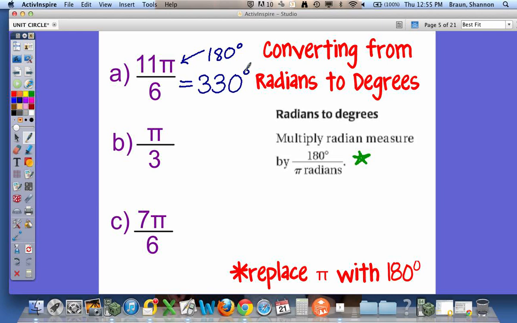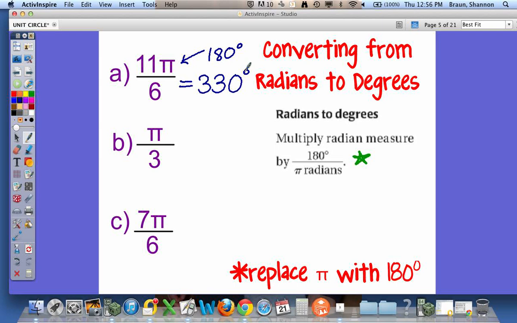So 11 pi over 6 is equivalent to 330 degrees. Does that hold true on your unit circle? Look on your unit circle. Is 330 the same as 11 pi over 6? Yep. So you see how, as long as you know this conversion, you don't have to deal with radians that much. If you have a problem with dealing with radians, replace pi with 180 and switch it to degrees, which is what you're more comfortable with.